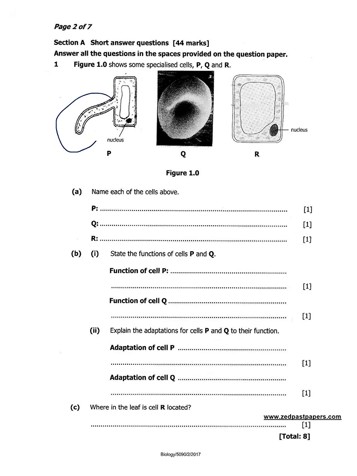So P, because of this elongated outgrowth, or whenever you see an elongated outgrowth, you are dealing with what we call a root hair cell. Then for cell Q, we can see that it has a biconcave shape. So cells with a biconcave shape, here we are dealing with the red blood cells.